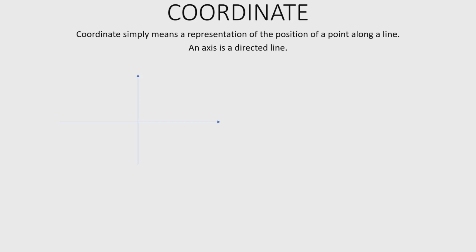The next one we're going to is an axis. An axis is a directed line. So any line that is directed, whether upward or downward, is an axis. We have two types of axis: the x axis and the y axis. The vertical line is your y axis, and the horizontal line is your x axis.